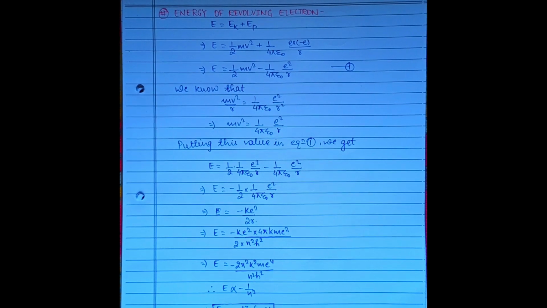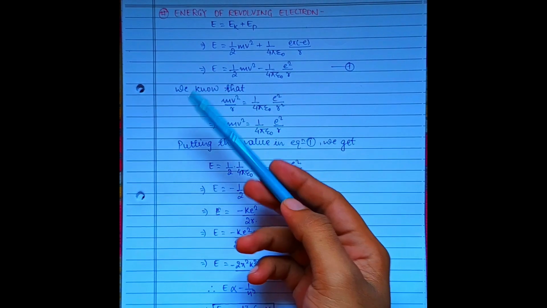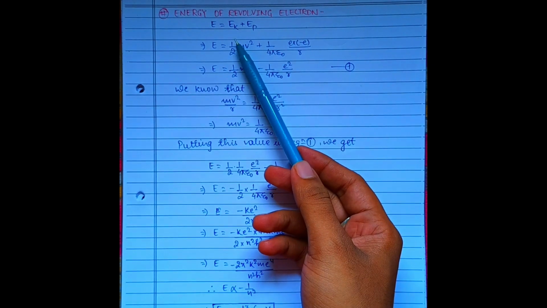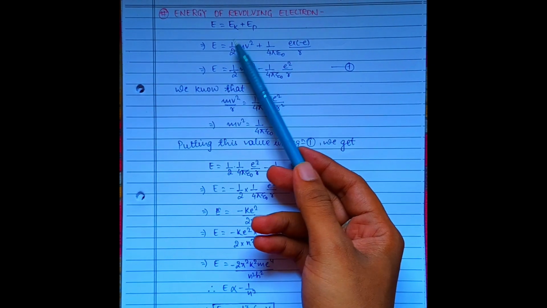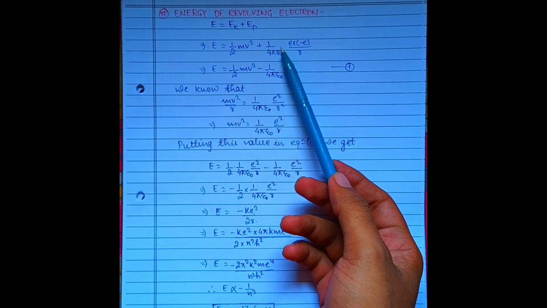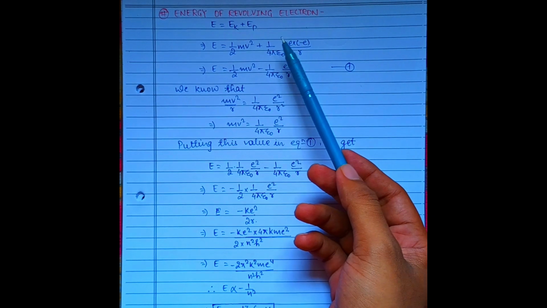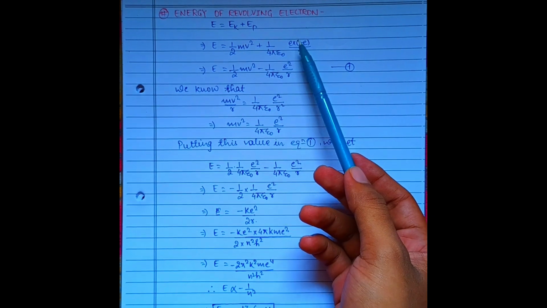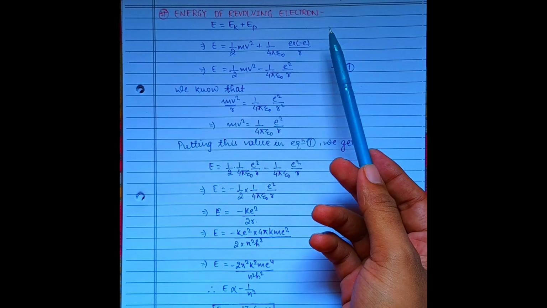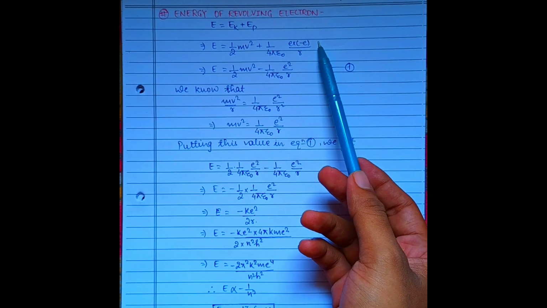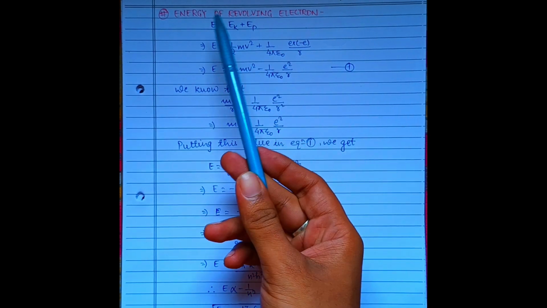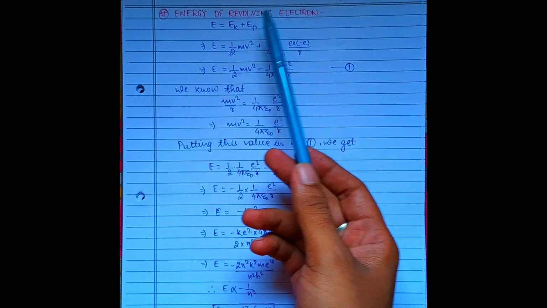So hello students, in this video we will be discussing the energy of the revolving electron. In the previous video we discussed Bohr's atomic model, in which we derived the formula of the velocity of the electron revolving around the nucleus in any orbit, and we also derived the value of r, that is the radius of the orbit in which the electron will be revolving. Here we will be discussing the energy of the revolving electron.